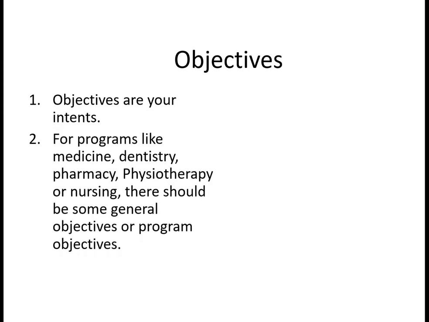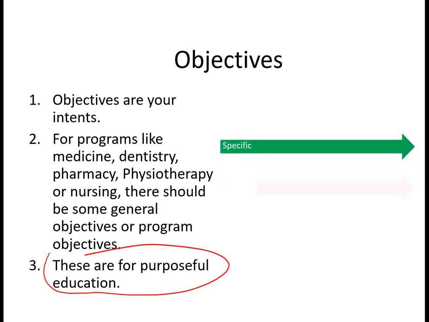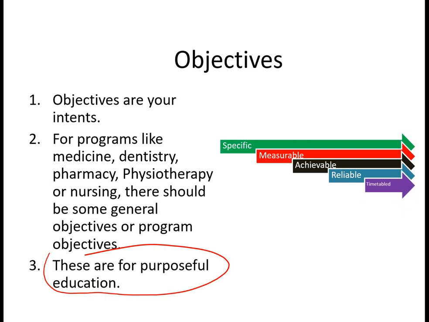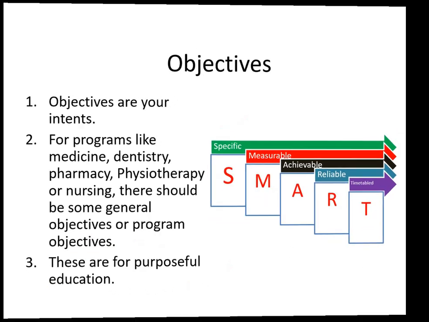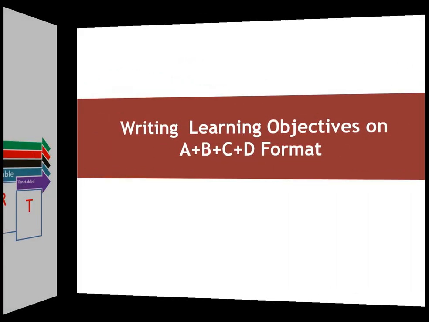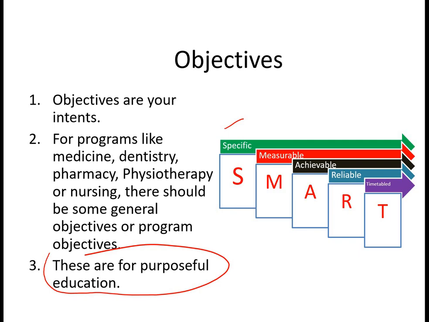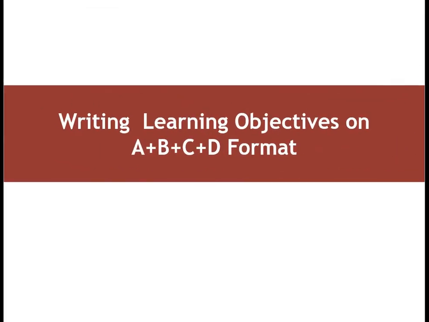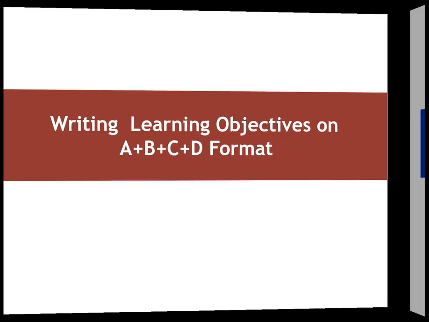As we discussed, for a program like medicine, dentistry, pharmacy, physiotherapy, or any allied health sciences, there are different learning objectives mentioned in your curriculum, and this is for a purposeful education. As we discussed, an objective or learning outcome shall be specific, measurable, achievable, reliable, and timely; this is what we call SMART objectives. How will you write SMART objectives? All of this has been discussed on the link I shared previously. Let me proceed. Primarily we will be focusing on the ABCD format of a learning objective or learning outcome.